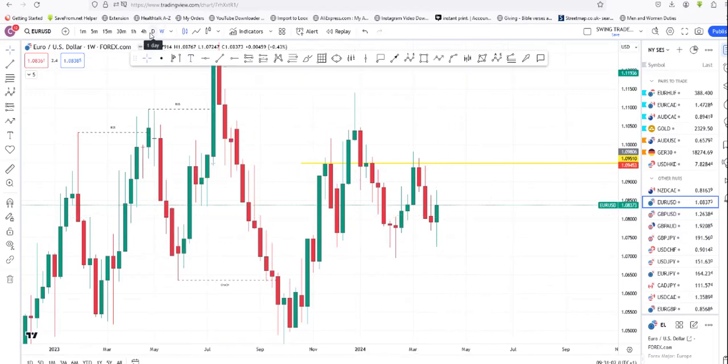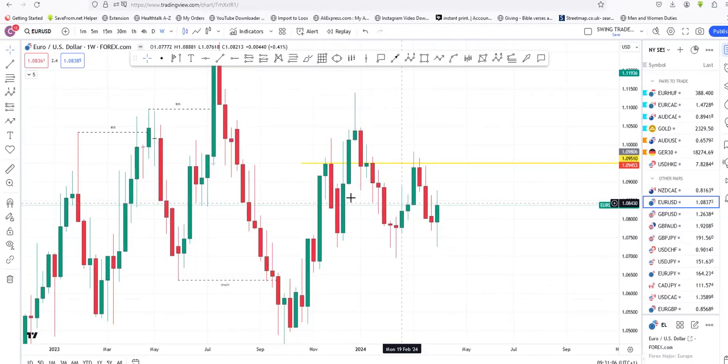There's no direction yet. It's neutral. Remember what I said, Euro USD is neutral. At the moment, there's no clear direction, but it's bearish, but the bearishness is not clear. So let's see what happened on the daily.